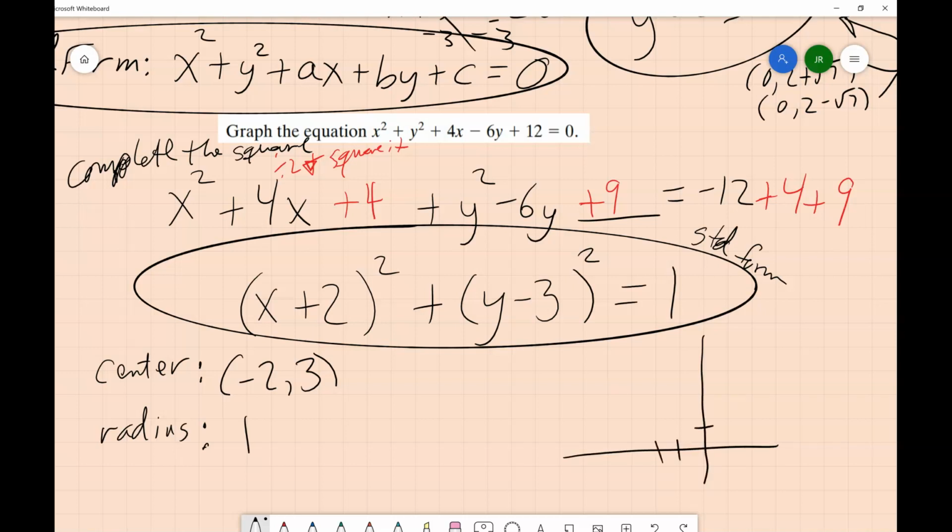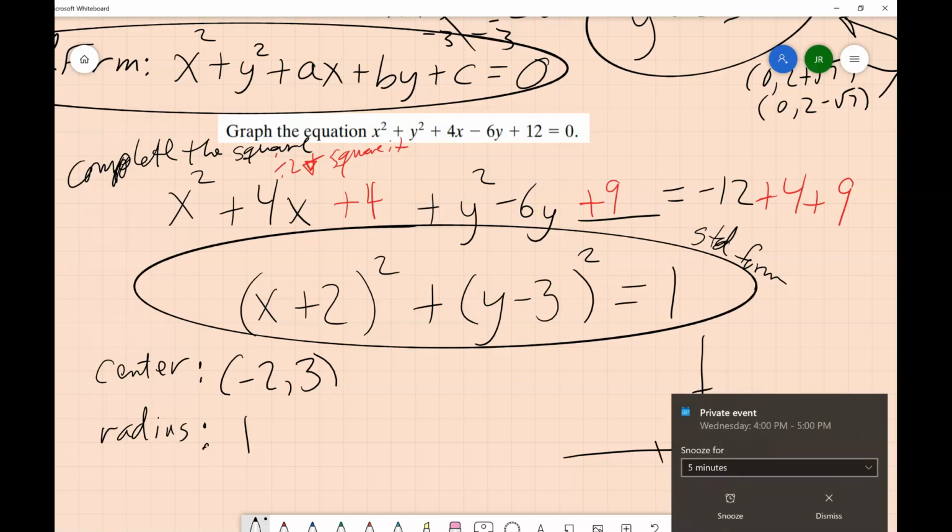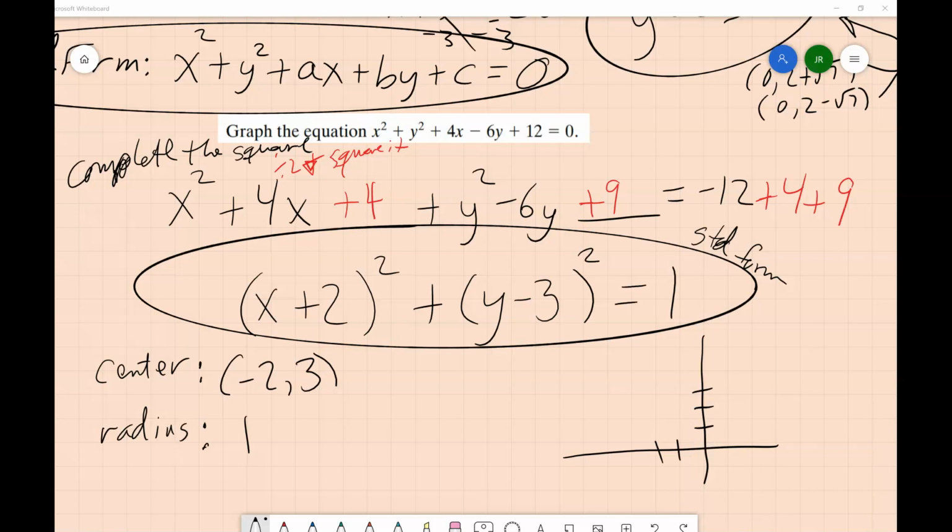Negative 2, 3. Alright, negative 2, 3 is my center. I didn't do that too good, did I? Let me try that again. Negative 2, 3 is my center. And from there, I'm going to go 1 away on all sides. So I'm going to go 1 this way, 1 this way, 1 this way, and 1 this way. And draw my circle. Alright, and that's how we do that.